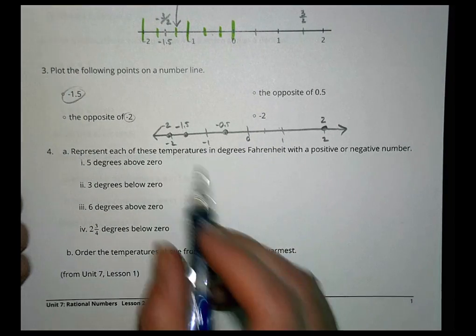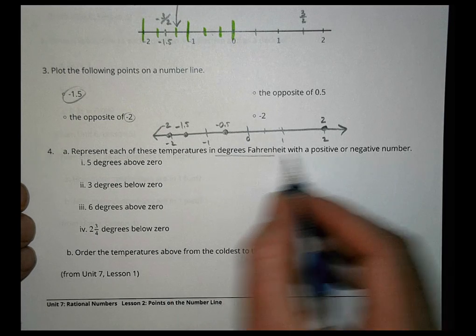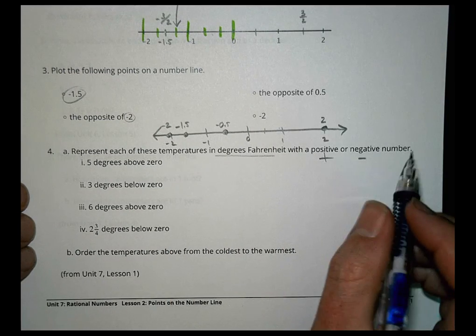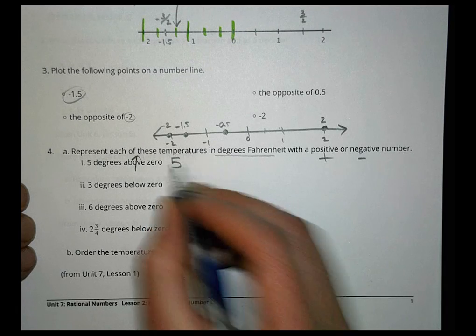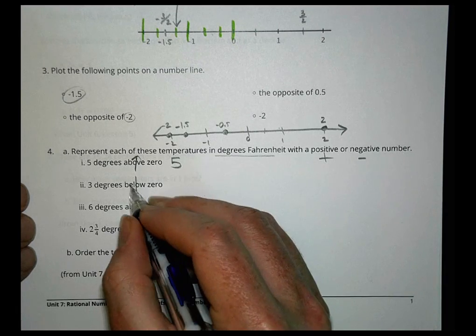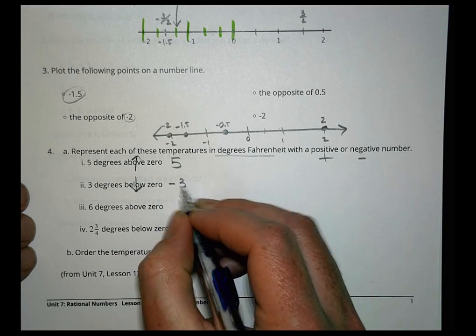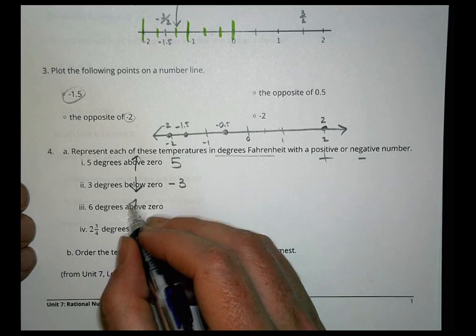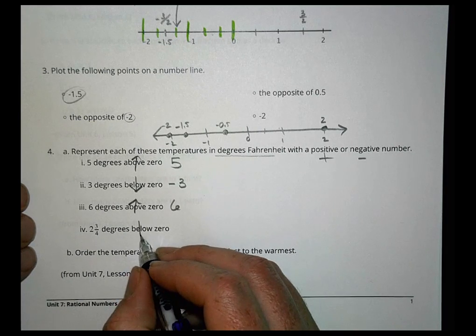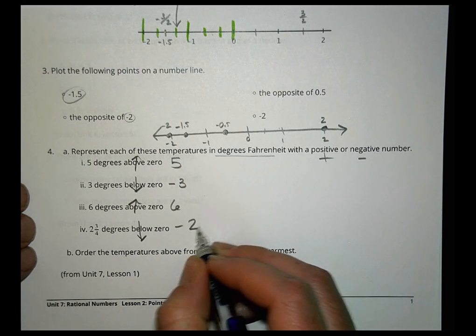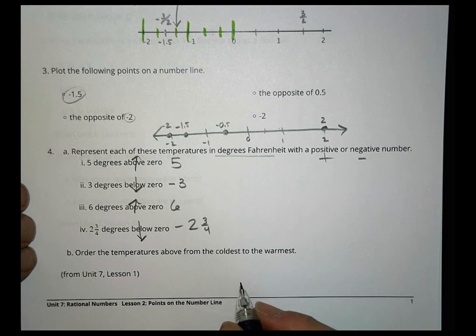All right, represent each of these temperatures in degrees Fahrenheit with a positive or negative number. 5 degrees above 0, so that would be +5. 3 degrees below 0, -3. 6 degrees above 0, +6. 2 3/4 degrees below 0 is -2 3/4.